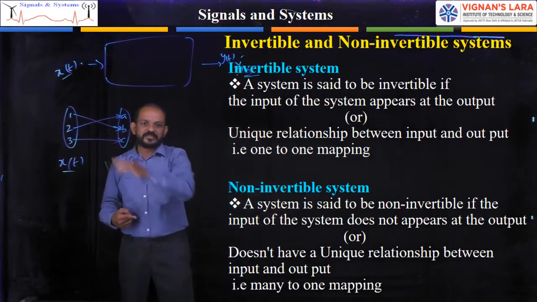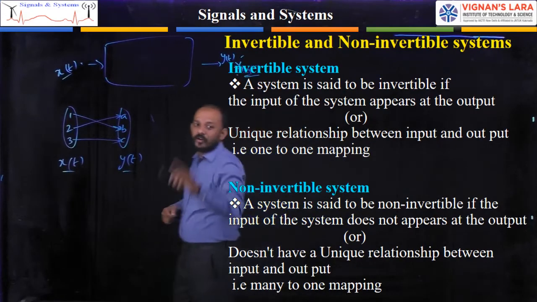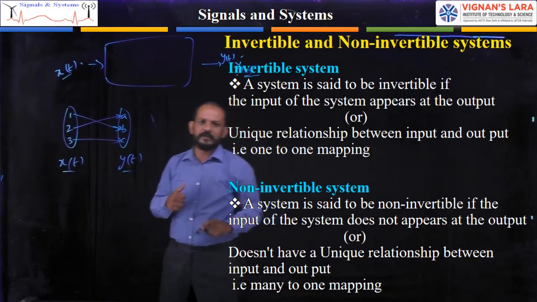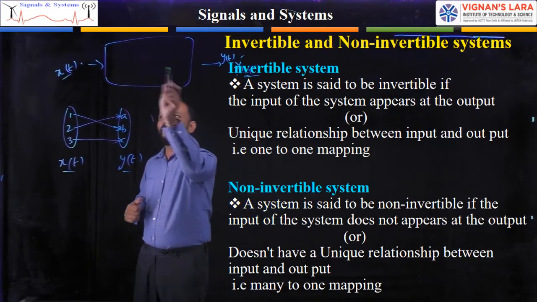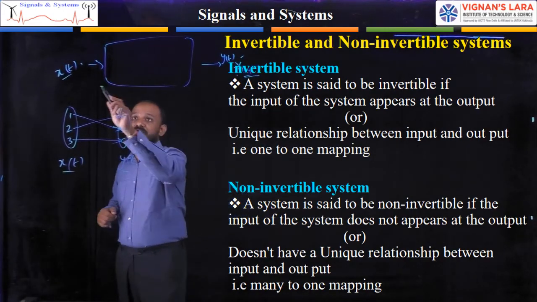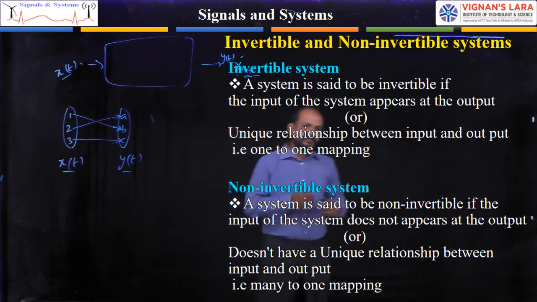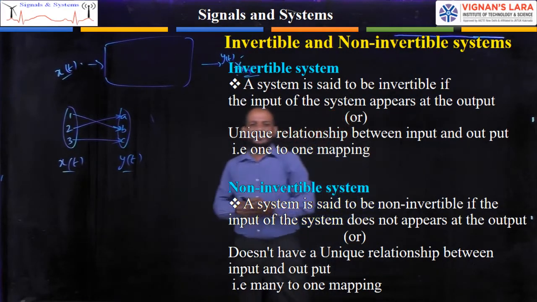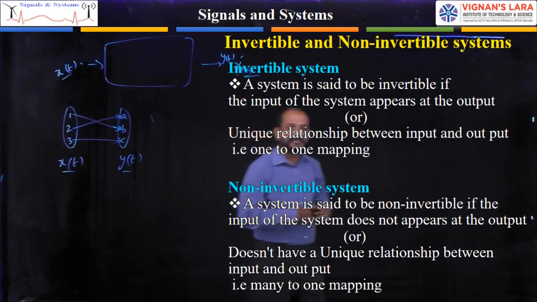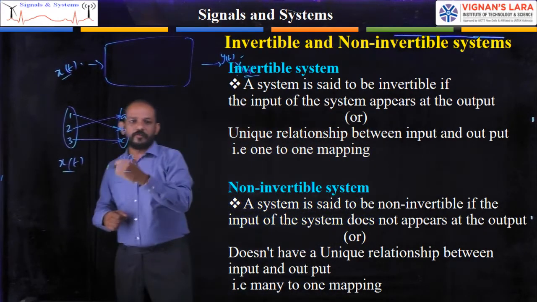Then those systems are nothing but non-invertible systems, because at the output we are not getting the input. That means the input of the system does not appear at the output, and there is no unique relationship between input and output. That is, there is many to one mapping. For different inputs, the system is producing the same output. So those systems are called non-invertible systems.